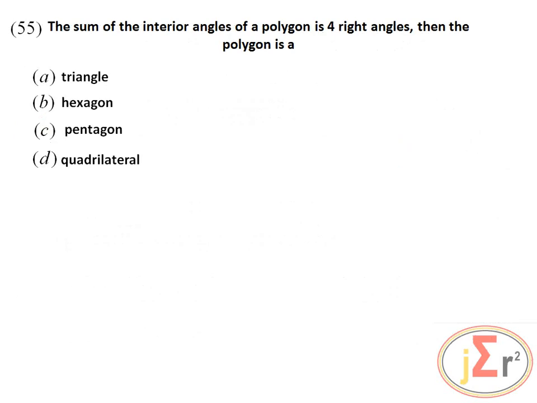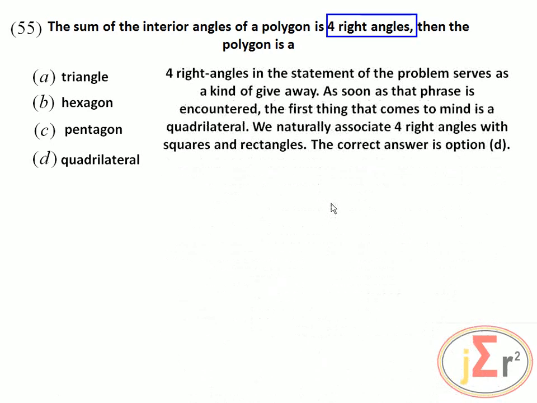The sum of the interior angles of a polygon is 4 right angles. Then the polygon is a triangle, hexagon, pentagon, or quadrilateral. Let's see. 4 right angles in the statement of the problem serves as a kind of giveaway. As soon as that phrase is encountered, the first thing that comes to mind is a quadrilateral. We naturally associate 4 right angles with squares and rectangles. The correct answer is option D, quadrilateral.